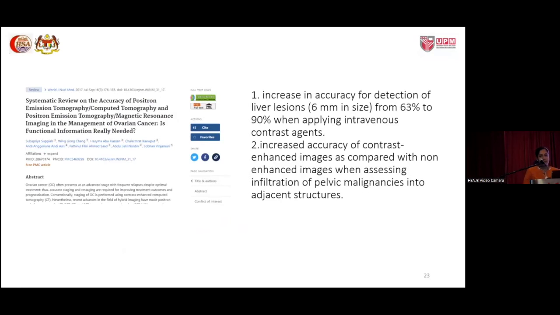Performing the contrast-enhanced scan helps to increase the accuracy for detection of liver lesions as well, up to 6 millimeter in size, from 63% to 90% when we use IV contrast media. And it also increased the accuracy of contrast-enhanced images as compared to non-contrast-enhanced images when we assess for infiltration of pelvic malignancies into the adjacent structures, such as bladder.